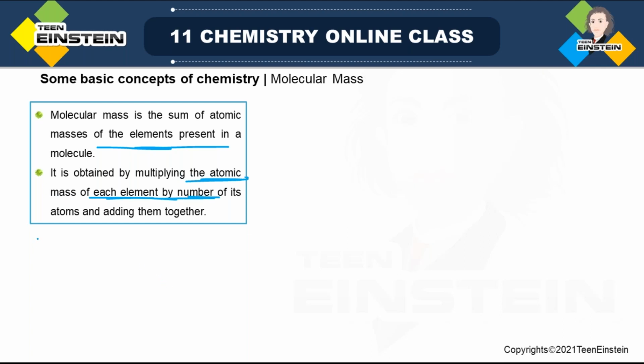Suppose 2 elements are present, X and Y. X is present A times, and Y is present B times. In this case you have to multiply the atomic mass of X with A and the atomic mass of Y with B, because A number of X atoms and B number of Y atoms are present. So that is why you have to do this calculation and then add it. In this way you can get the molecular mass.